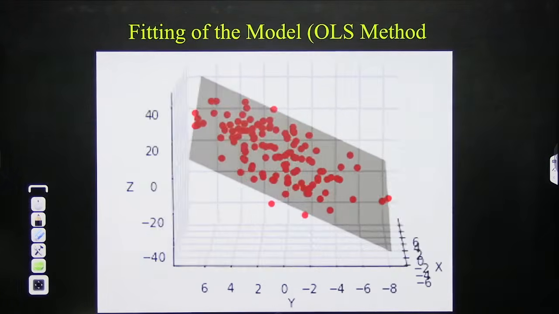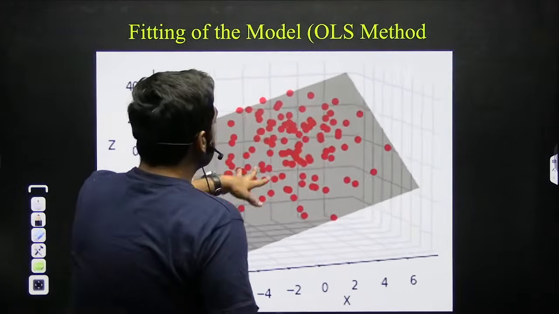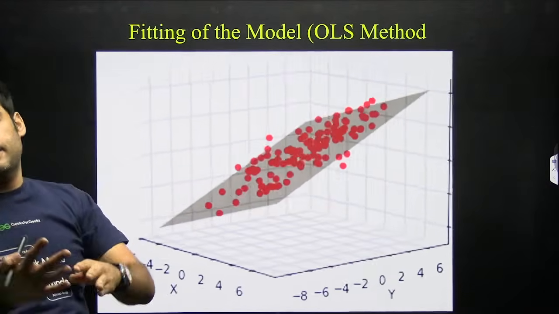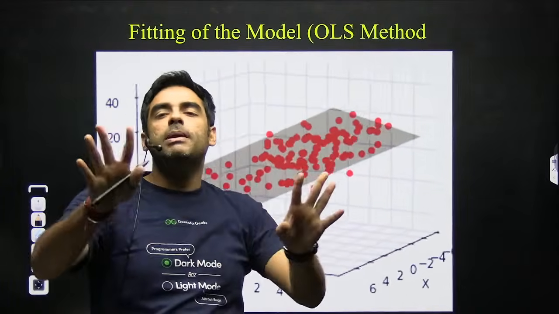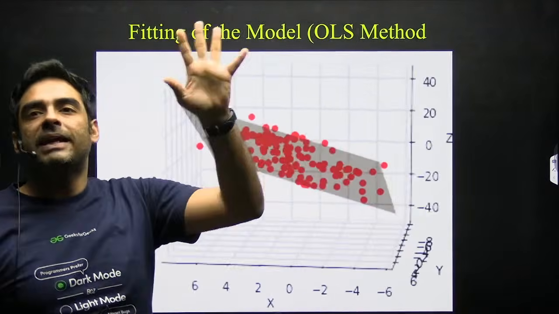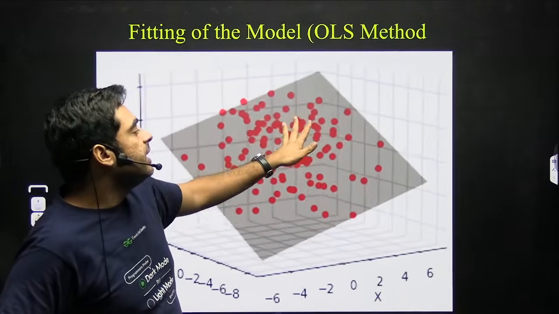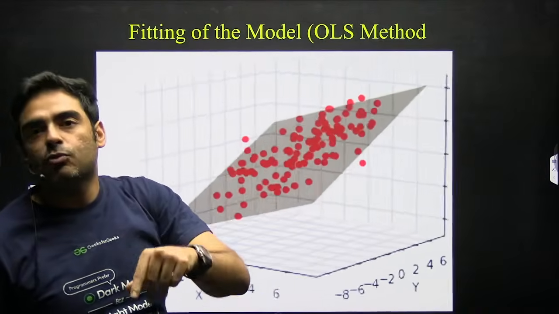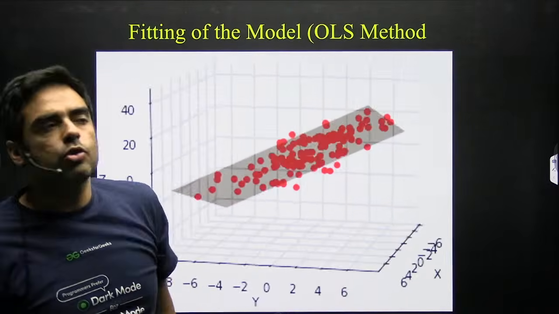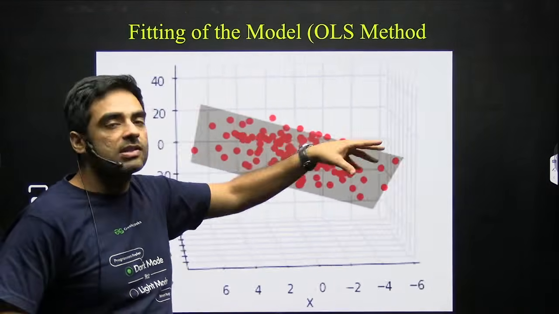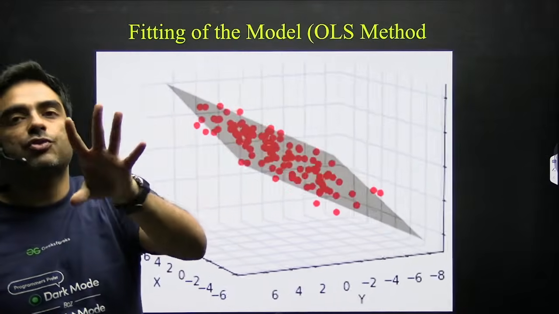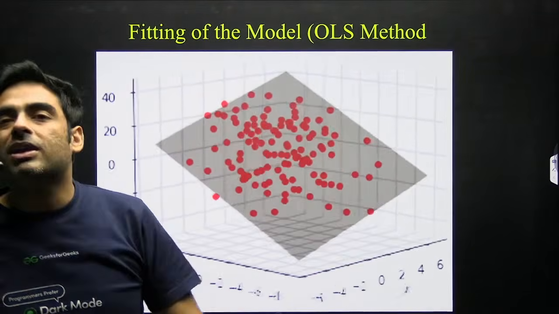Now if the dimensions are more than 2, then instead of a plane, a hyperplane would be fitted, so you'll not be able to visualize it. A 4-dimensional or 5-dimensional hyperplane would be fitted, which would be really very complex. Every time you can't visualize, but using the performance metrics, you can judge whether your fitted model is good or not.